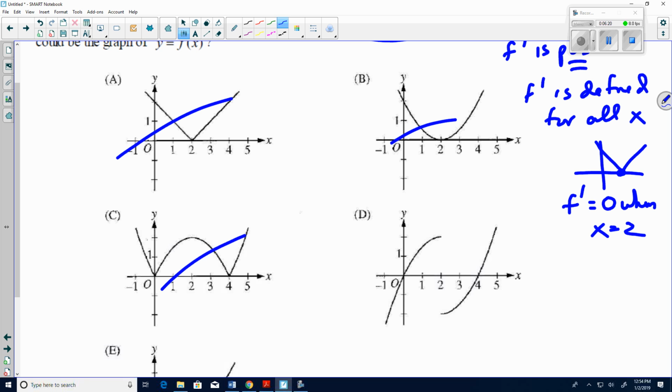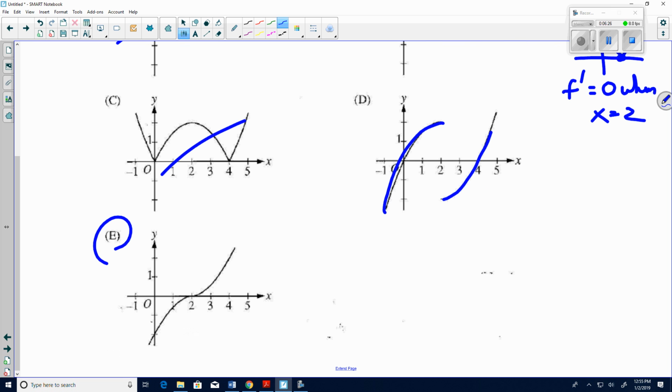This one's sort of interesting. It's increasing and then increasing. This, in fact, is the answer down here. Increasing always, and has a 0 slope tangent at 2.